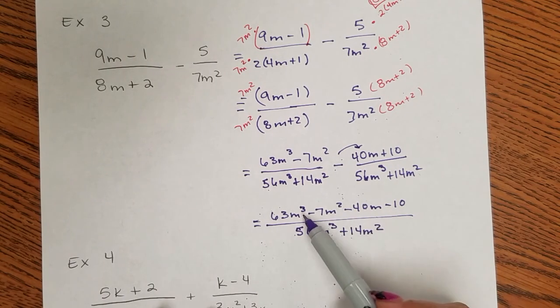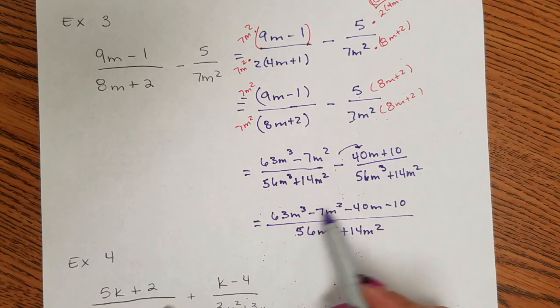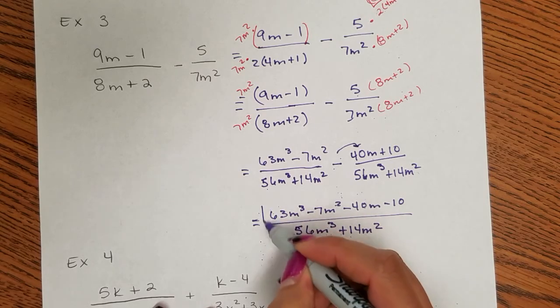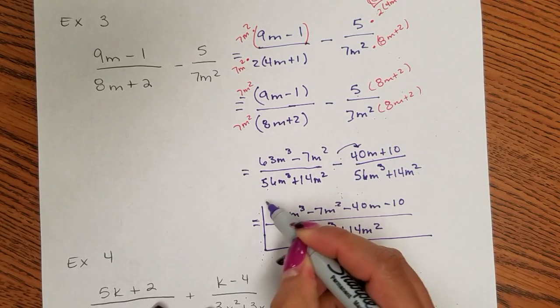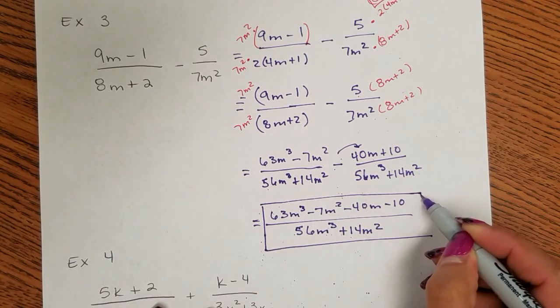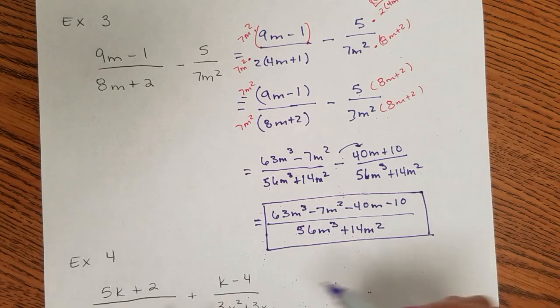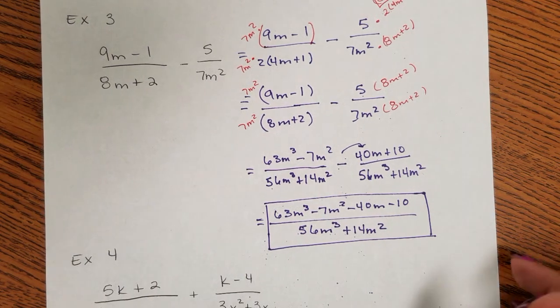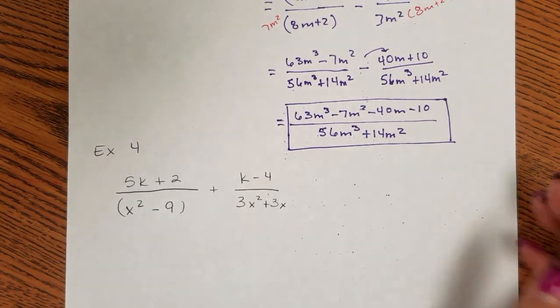It's already in standard form, 3, 2, 1, 0 here for your exponents. I'm not going to bother to factor it because that's going to take a while. And for right now, I just want to make sure that you understand how to add and subtract your expressions. I have one more example for you.